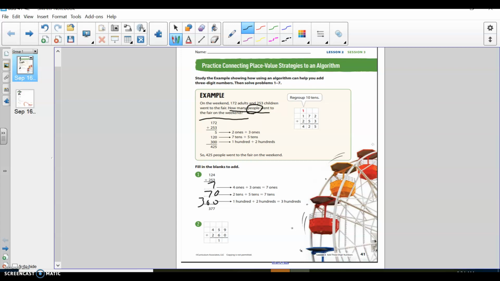9 plus 0 in my ones is equal to 9. 5 plus 6 is equal to 11. That is more than 10. I'm going to take my group of tens and move them over to the hundreds place. 10 tens is equal to 100. I have 1 ten left over that will stay in my tens place. I have 100 that I've regrouped plus 400 plus 200, which equals 700. My sum is 719.